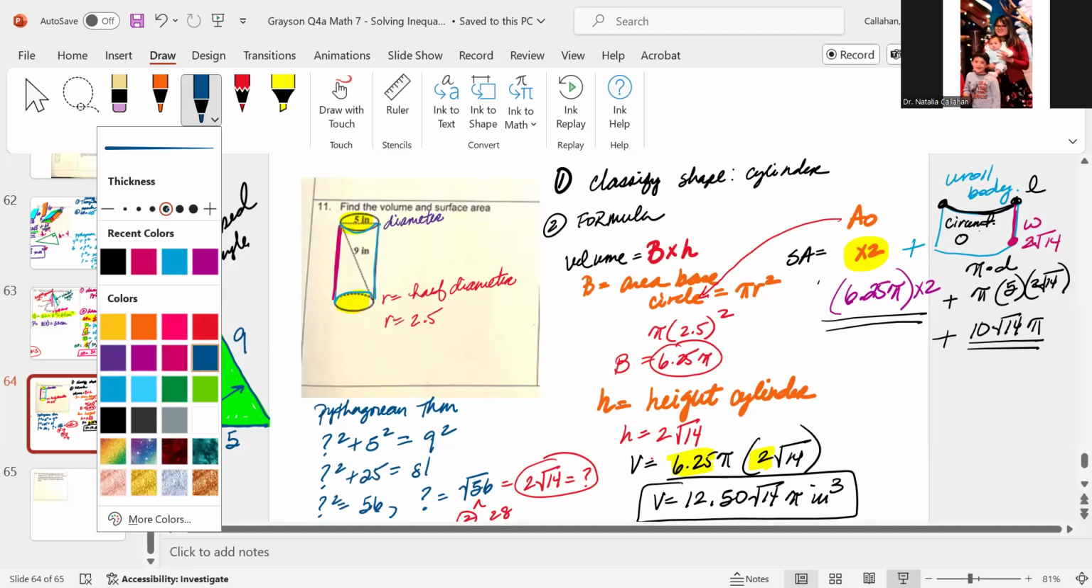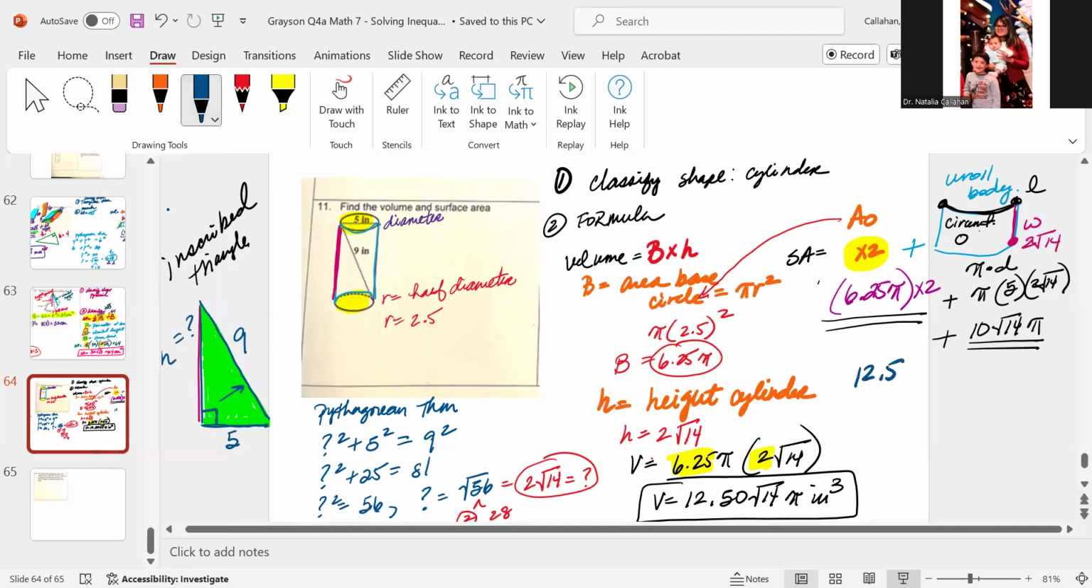6.25 times 2 is 12.5, correct? Plus 10 square root 14 pi. And this is the surface area. So that is going to be inches squared. So just write that down. Okay. And you have the two answers now, right? Surface area, volume. Okay.